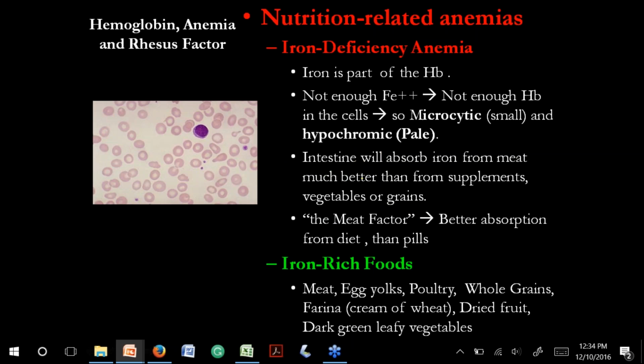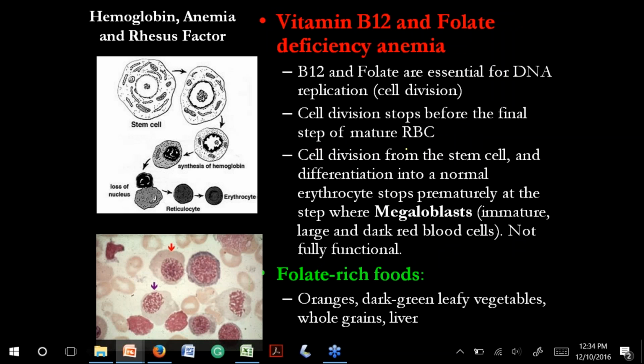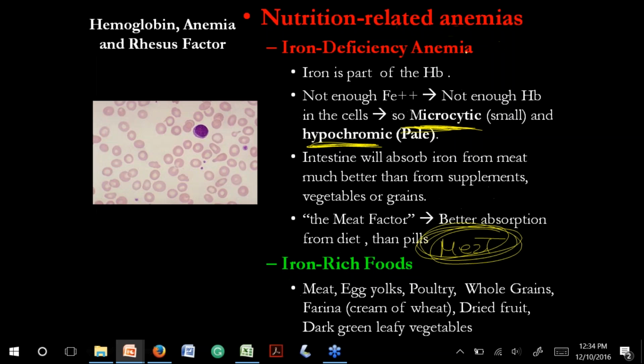Iron deficiency, we already covered. Microcytic hypochromic, so please write down this 5 times. Microcytic hypochromic. The best absorption for iron is going to be meat. Meat, okay. Before that, iron needs acid. So keywords for iron: acid, best source meat, and microscopically it is going to be microcytic hypochromic, period.